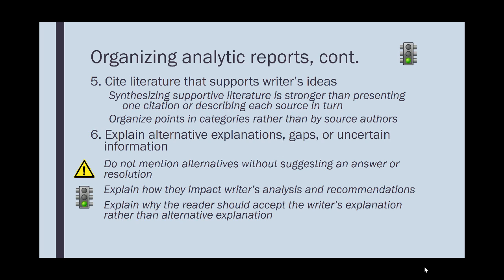Number 6 is explain alternative explanations, gaps, or uncertain information. It's not a good idea to mention alternatives without suggesting an answer or resolution. And when you do mention alternatives, explain how they impact your analysis and recommendations. You need to explain why the reader should accept your explanation rather than one of the alternative explanations that you've referred to. Why did you choose what you chose when there's more than one possibility? That needs to be explained.